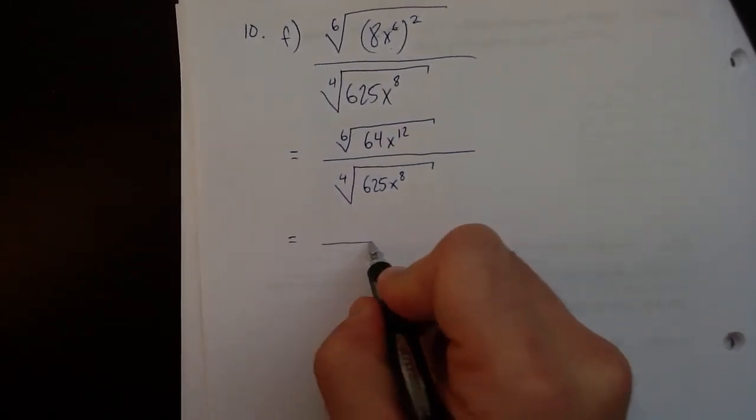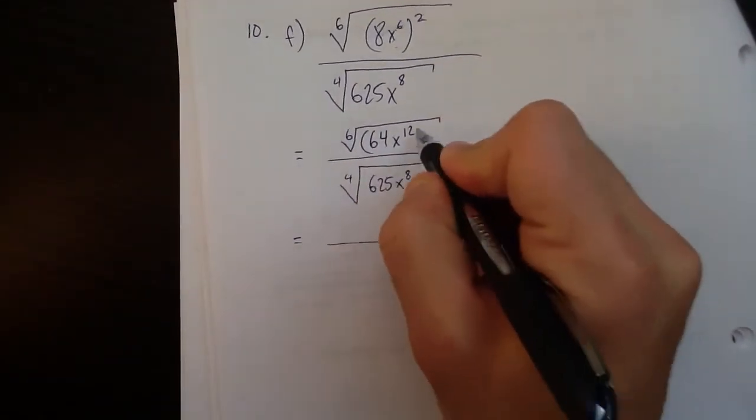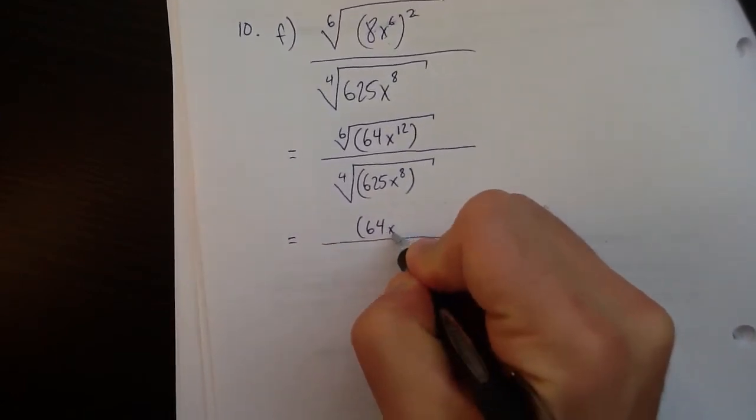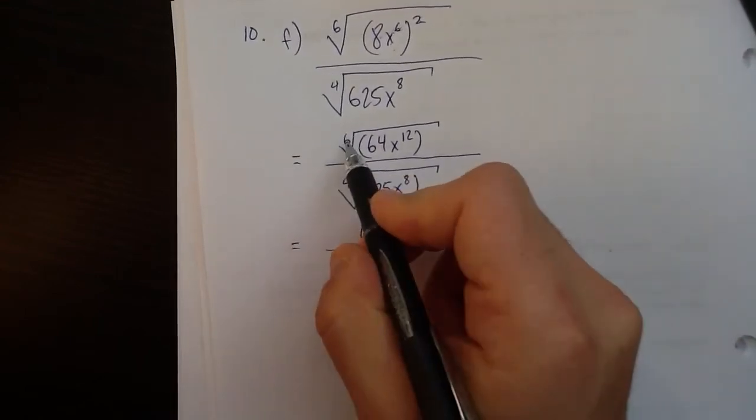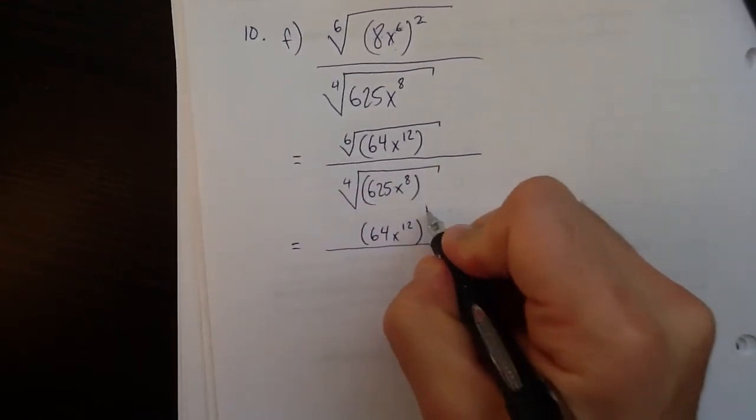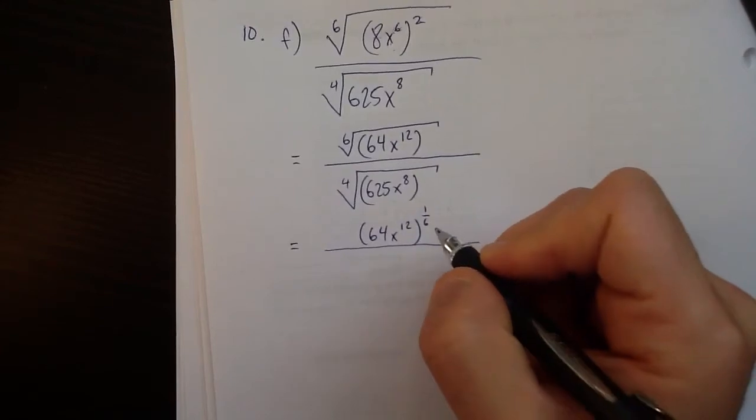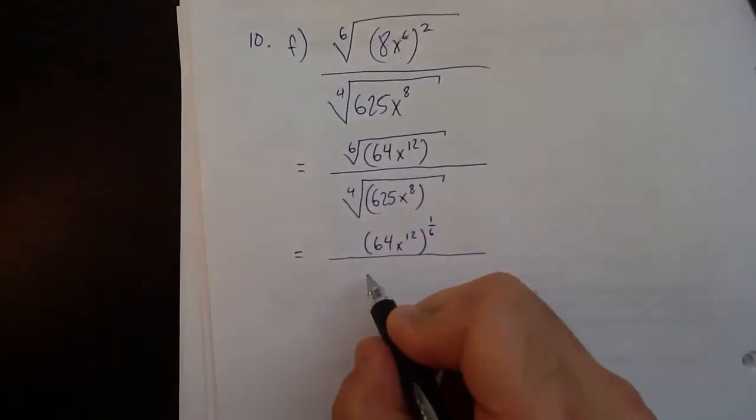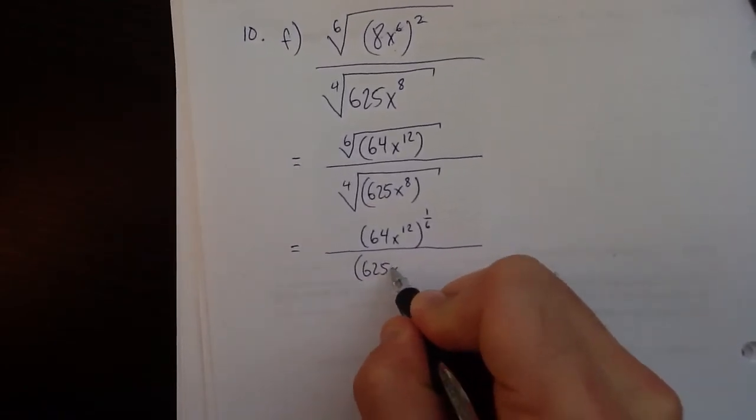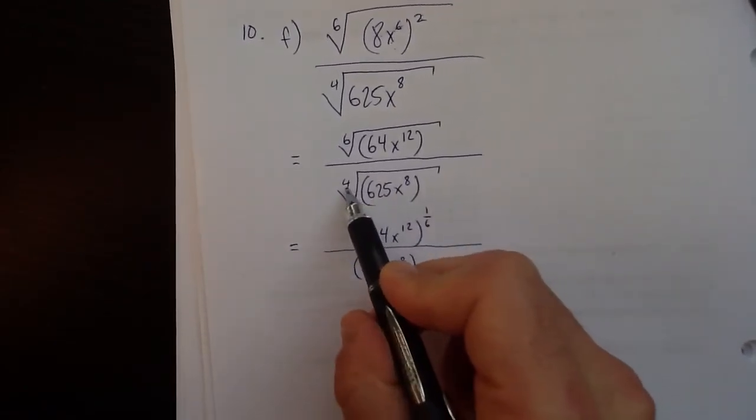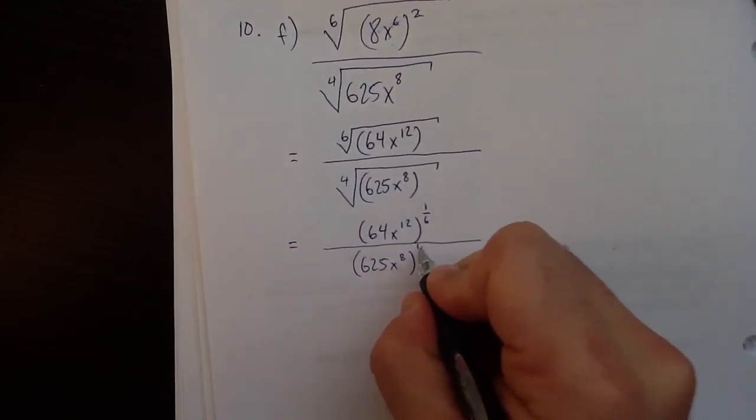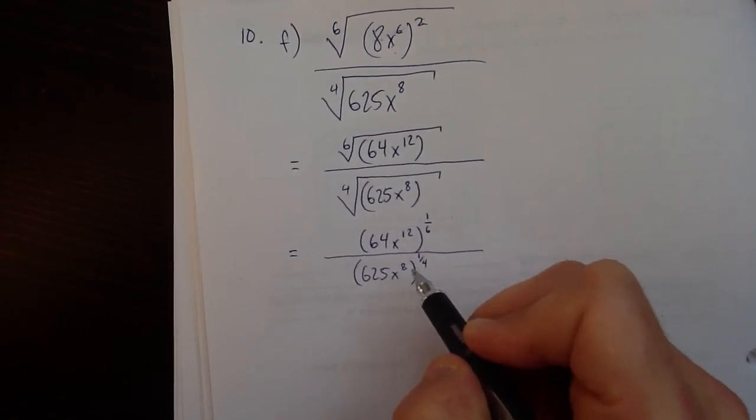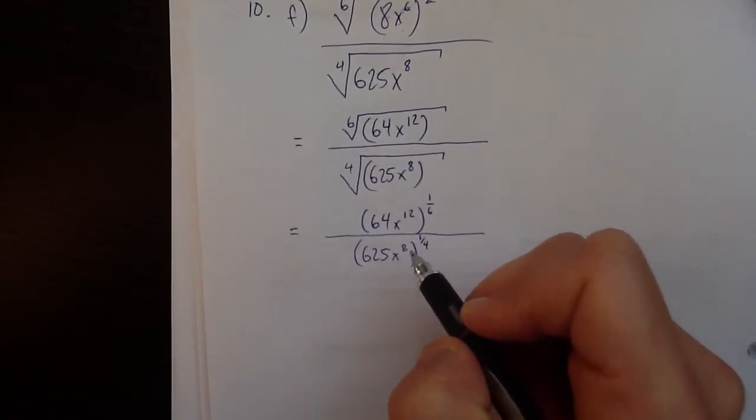Then I'm going to rewrite this stuff. This stuff here can be rewritten. See, this 64 x to the power of 12, the sixth root actually means to the power of a sixth, right? The sixth root means to the power of a sixth. So that's how I wrote it. And over here, 625 x to the power of 8, the fourth root actually means to the power of a quarter, right? The fourth root is to the power of a quarter. So it's all this to the power of a quarter. So that's what I wrote there.